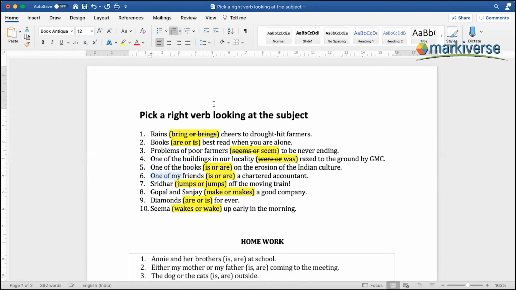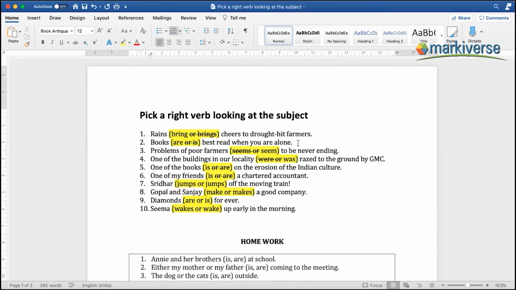Again, here, one of my friends. I have always heard many people saying this, one of my friend. It should always be one of my friends. It should never be one of my friend. Whenever you use one of, it should always be followed by a plural. So one of my friends. One is the singular subject. I should use is and not are. So I'm going to knock this off. One of my friends is a chartered accountant.